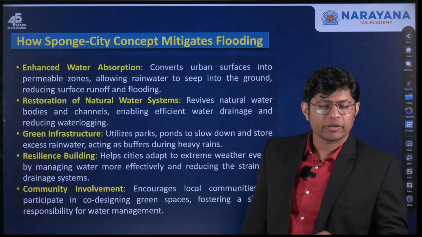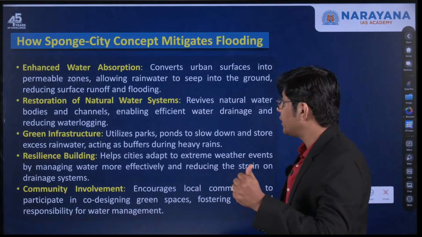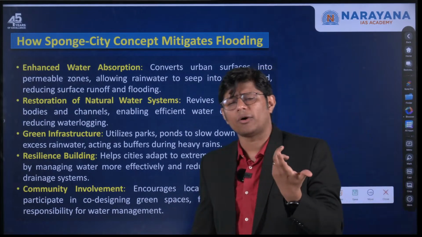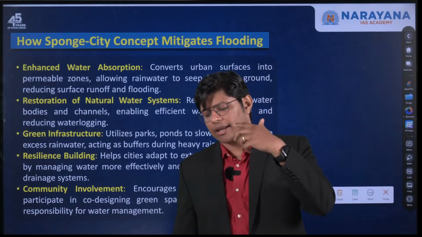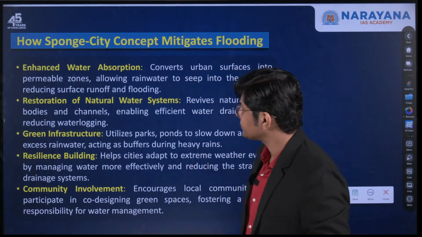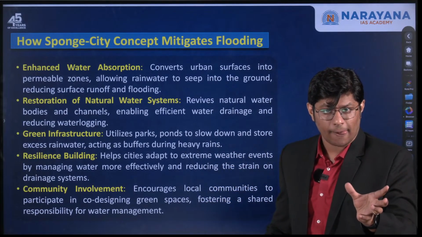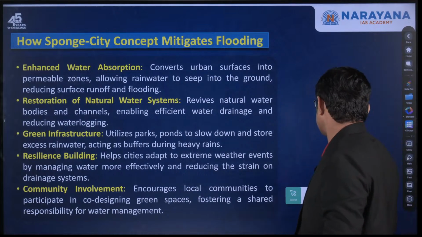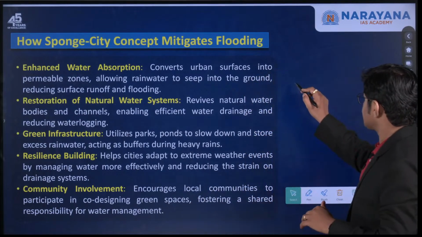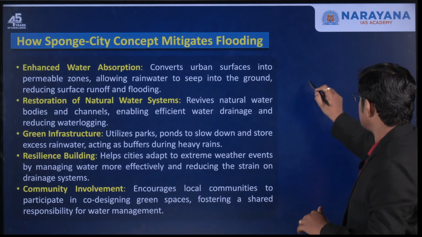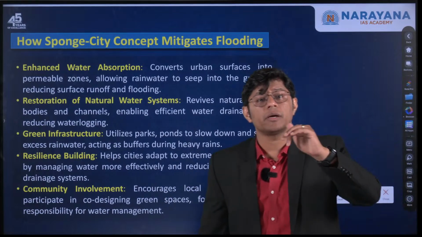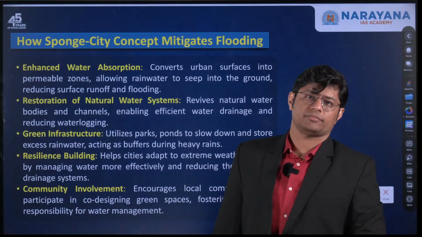Now, how can the sponge city concept mitigate flooding? Let's try to understand. This can be a question asked in the mains examination as well. You can get a 10 marker question: how the sponge city concept can help in reducing the flooding problem which the major cities of a country are facing. It converts urban surfaces into permeable zones, so that water can sink into the groundwater. This permeable surface will reduce the surface runoff, right?